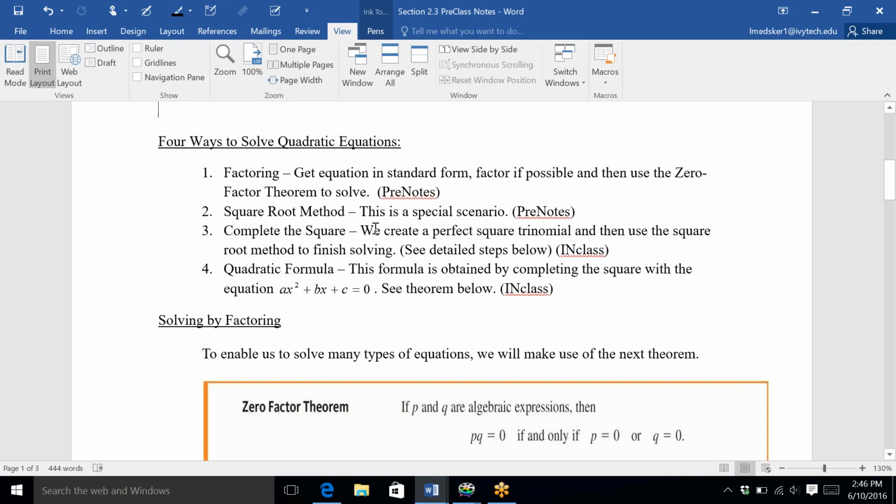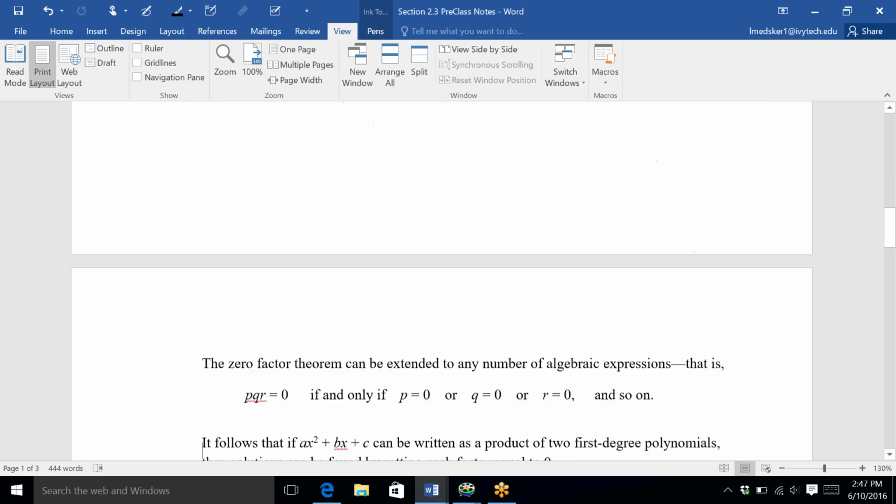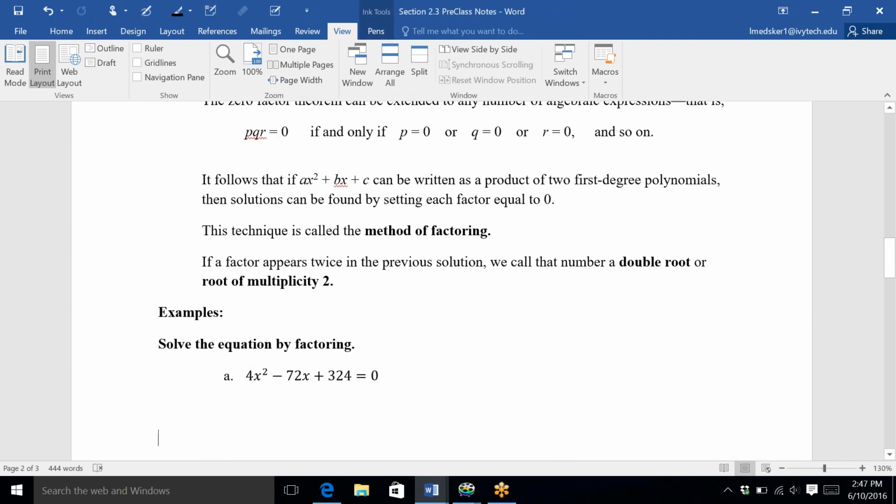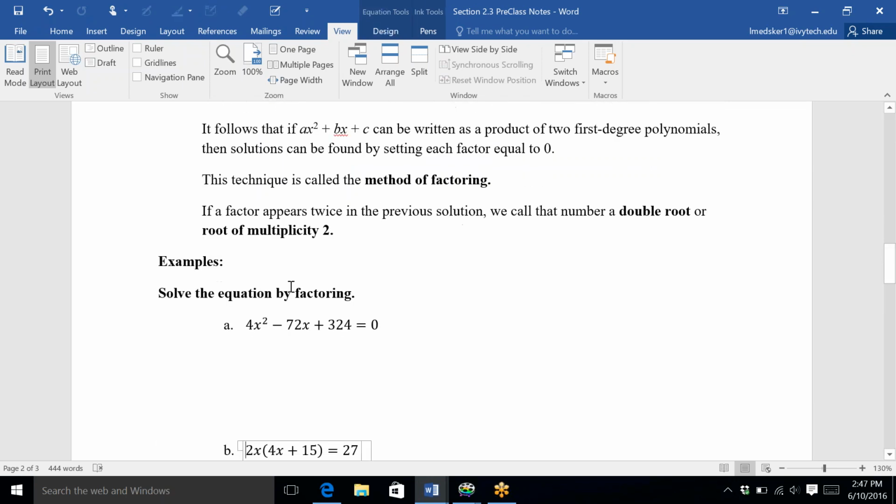The square root method is only going to be applicable in special scenarios. And then complete the square and quadratic formula will both be covered in detail in class. Then, just a side note: if an answer appears twice or a factor appears twice, that is called a multiplicity. If it appeared 3 times, it would be a multiplicity of 3. A double root is what we call it when it's a multiplicity of 2.